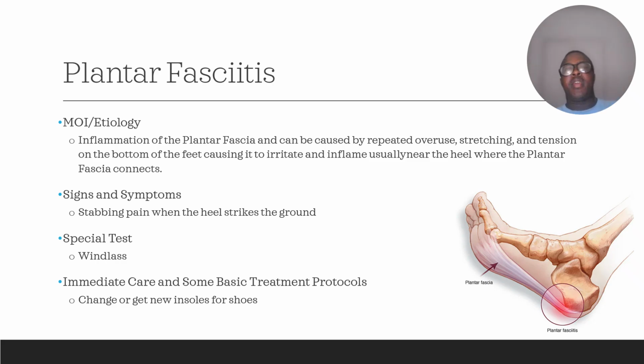Signs and symptoms could be a stabbing type pain when your heel strikes the ground. A special test is the Lewis test to see if there's arches when you're sitting down or standing up. And also for immediate care, some basic gym protocols are to have better shoes or change the insole of your shoes to support your plantar fasciitis.